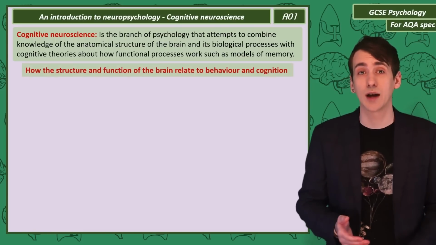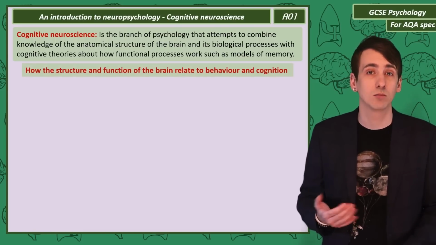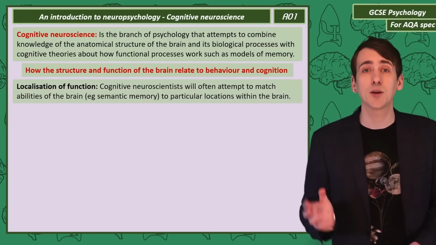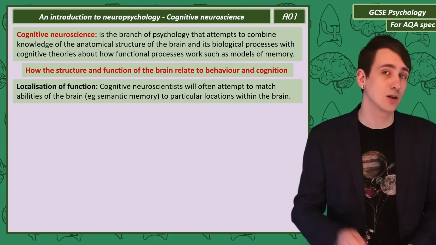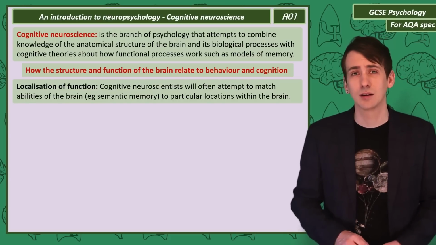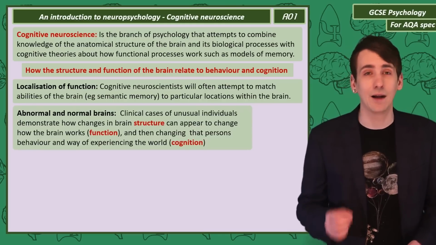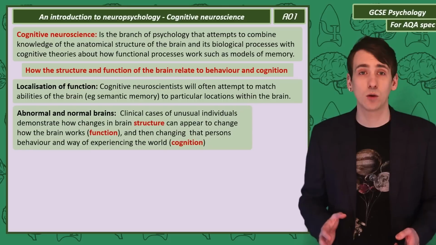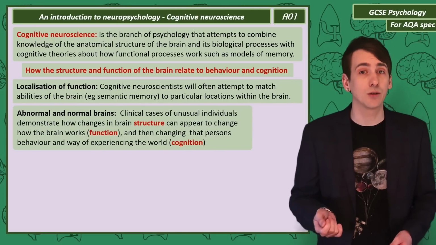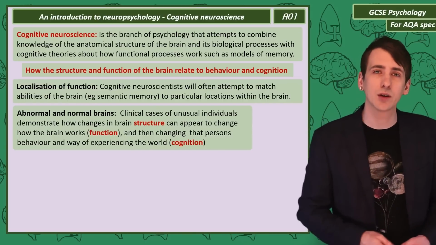Fundamentally, cognitive neuroscientists explain how the structure and function of the brain is related to our behavior, what we do, and our cognition, what we think. An important aspect of this work is identifying the location of function, so matching an ability to a particular location. The historical way of doing this research was by investigating abnormal people and their brains. If you had someone with damage to the brain, so a change to the structure, and they had a functional difference, then you could assume that the damaged part of the brain was responsible for that function.